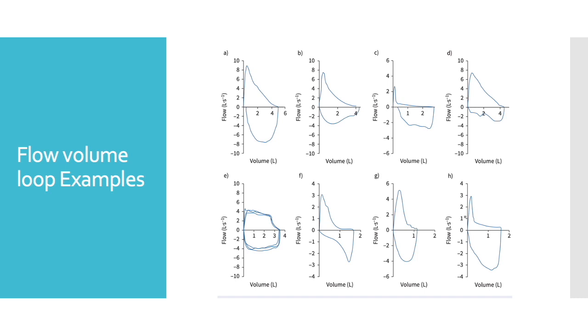This is typically restrictive. You see a reduction in FVC but a normal FEV1, and this has to be a mixed because you see the severe obstruction but you also see a reduction in the forced vital capacity.